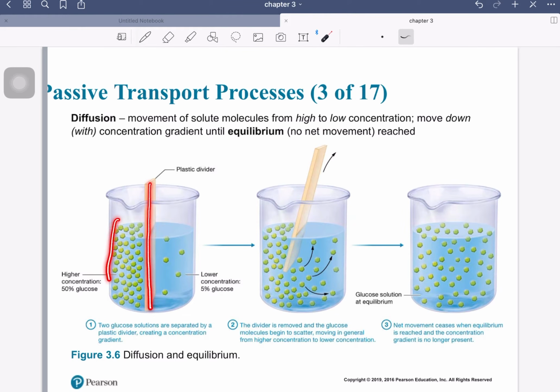They put a high concentration of sugar in the water here and a lower concentration. And then what they do is they remove the barrier. And of course, the molecules that are here, they all have random motion. So they're all moving a little bit, right? And just by sheer luck, chance, they will move, and more will start to occupy this side.